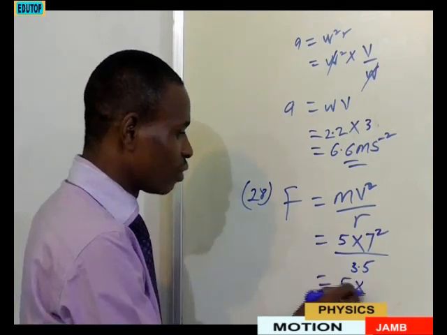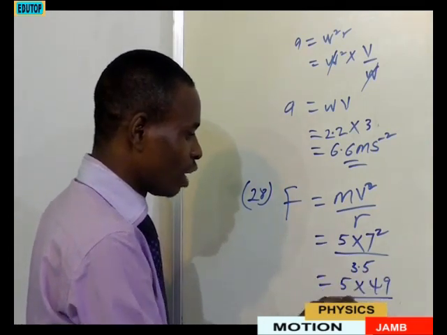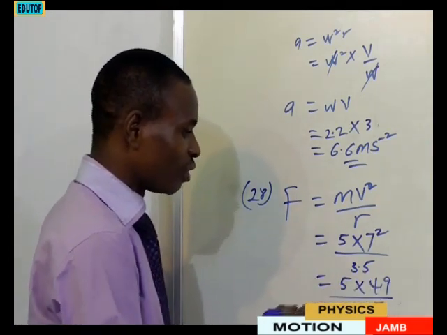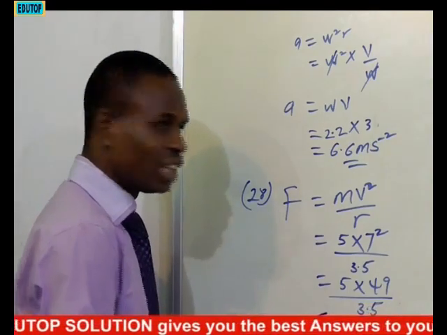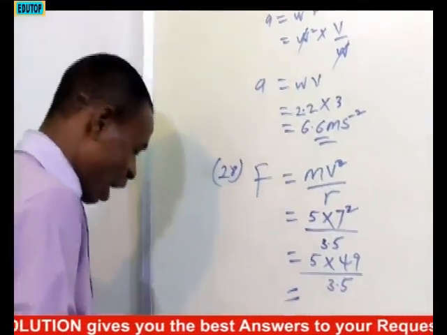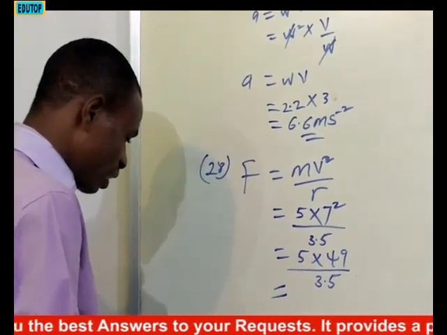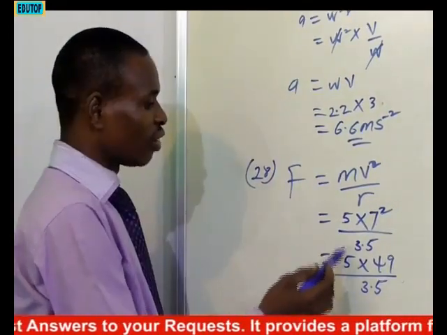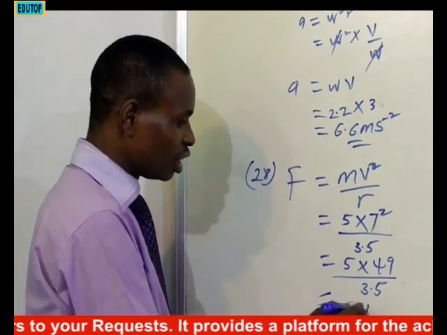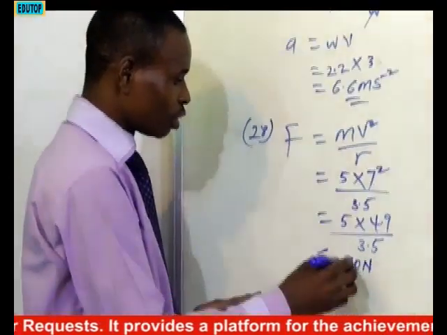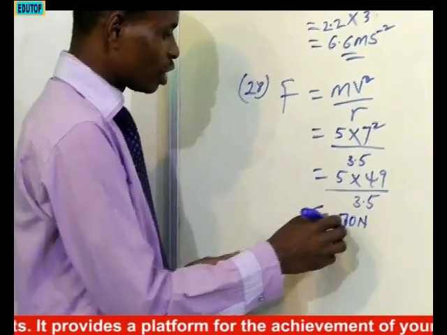This is 5 times 49 divided by 3.5. And if we try to analyze this, we are going to have 5 times 49 all divided by 3.5. We are going to have 70 Newton. That is the first part of it.